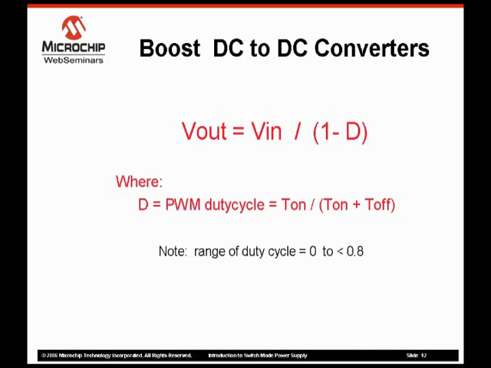Boost converters typically operate in a discontinuous mode where the inductor current drops to zero before the start of the next PWM cycle, as compared to the buck converter that usually operates in a continuous mode. Operation of a boost converter in continuous mode may experience oscillations unless the bandwidth of the control loop is greatly reduced and the inductor current is properly limited.